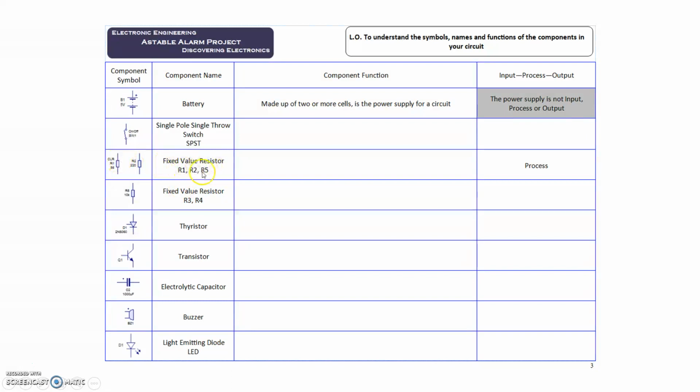Fixed value resistors R1, R2 and R5 are there to reduce the current to protect components. So all resistors are there to reduce the flow of the current or the flow of electrons, but these particular ones are reducing the flow of electrons so that they protect components within the circuit that are sensitive to a high current. You've got two other ones, R3 and R4.